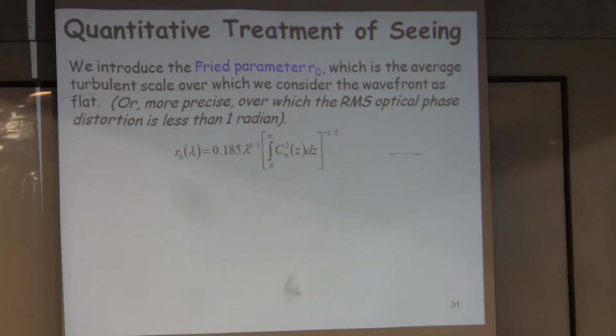Okay, so there is a free parameter that we'll introduce. It's named after an optician, Fried, and it will take a while until you appreciate what it means and that it actually can be useful. So R naught, this free parameter, is the turbulence scale over which we consider the wavefront as flat.